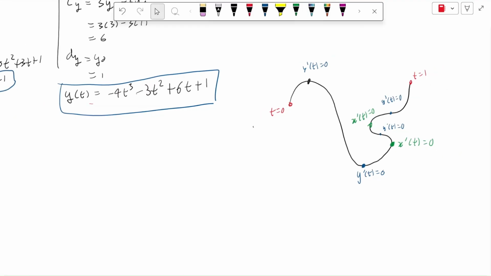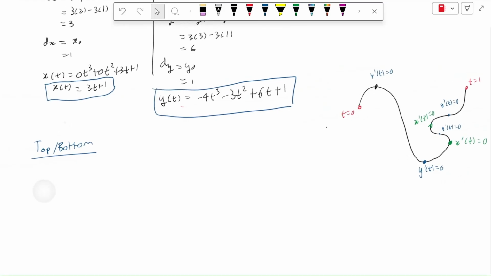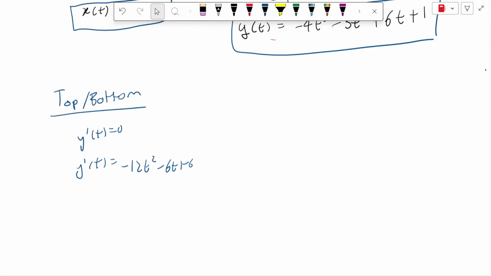Okay, so what you've got to do to find your top and bottom points is solve y dash of t equaling 0 first. So y dash of t is the derivative of this stuff, so that's minus 12t squared take 6t plus 6. And I reckon we should be able to solve that one.